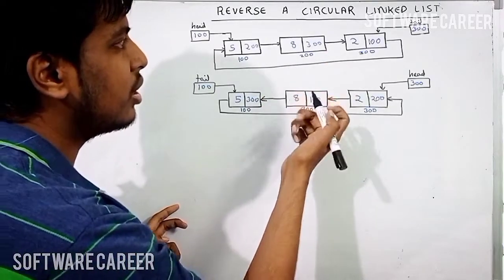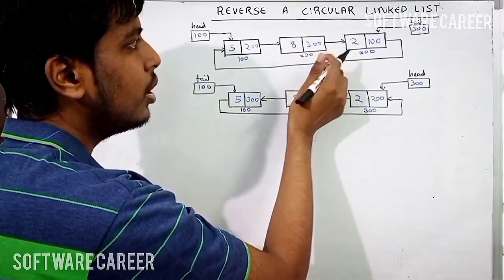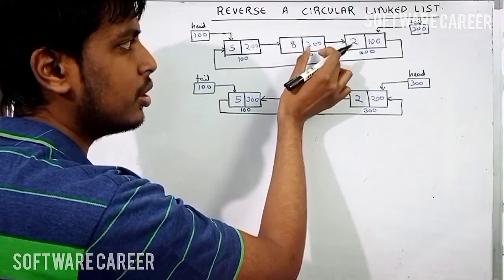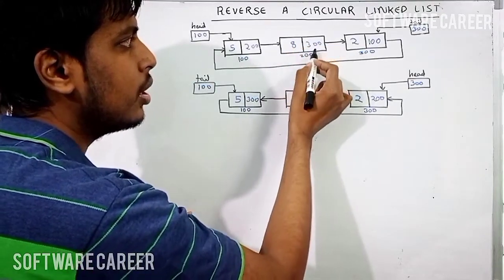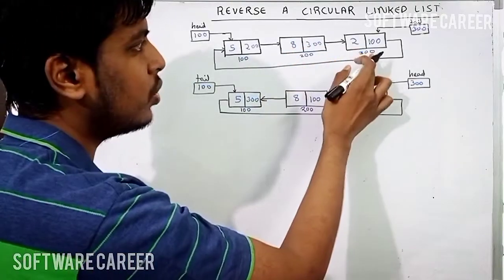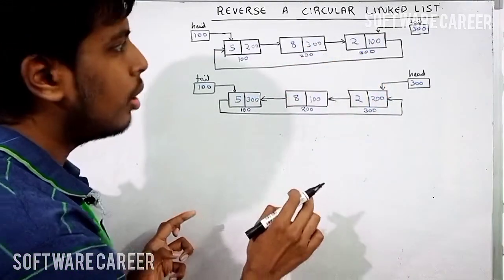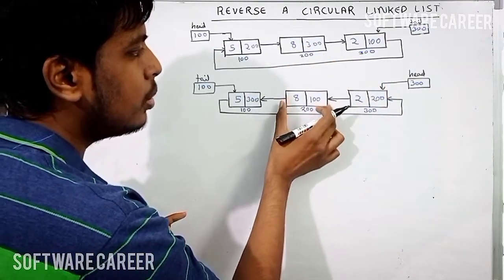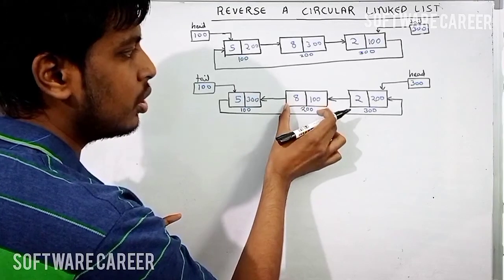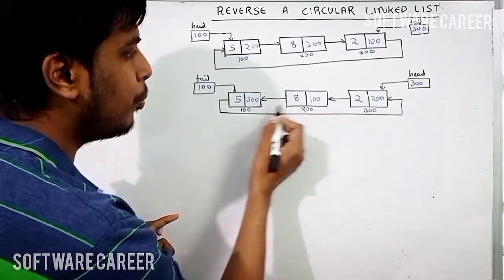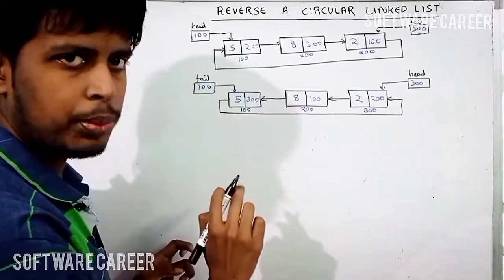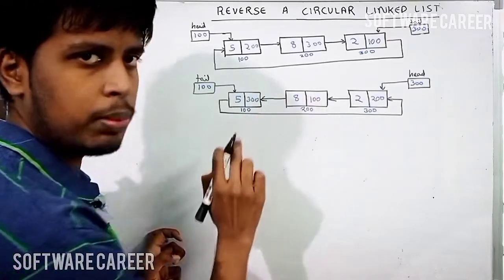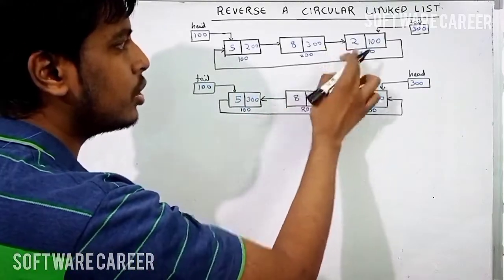Why is it in the backward direction? Before reversing, the node pointer of this node, that is this part, stores the address of the next node, that is 300. But after reversing, this pointer of the node, that is this part, stores the address of the previous node. 100 is the address of the previous node, and it gets stored in this node pointer. That's why the arrows are reversed.